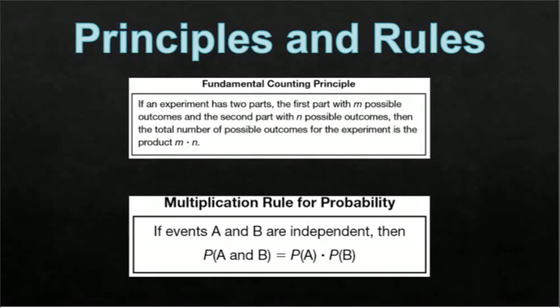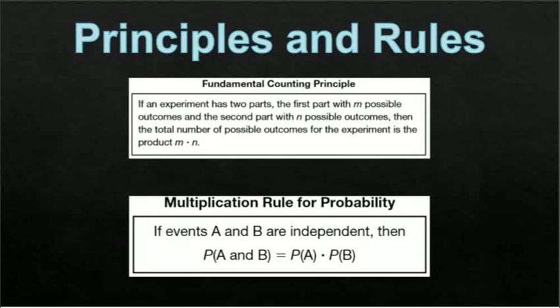The fundamental counting principle states that if an experiment has two parts, the first part with m possible outcomes and the second part with n possible outcomes, then the total number of possible outcomes for the experiment is the product of m times n. So we're going to be using the fundamental counting principle today to solve some probability problems.